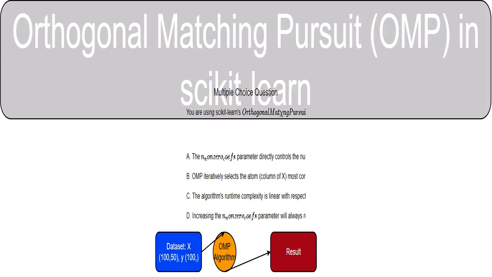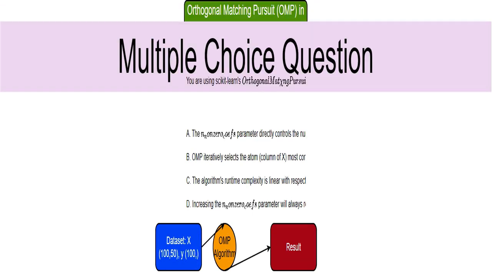I'm using the scikit-learn library, specifically its orthogonal matching pursuit (OMP) function, to solve a problem. OMP is a powerful algorithm for finding sparse solutions, meaning solutions with only a few non-zero values. It's great for situations where we want to extract the most important features from a large dataset. Think of it like finding the key ingredients in a recipe. We only need a few to make a great dish. I have a multiple-choice question to test my understanding of how OMP works and its behavior within scikit-learn. I'll be analyzing different statements about OMP to identify the true ones.